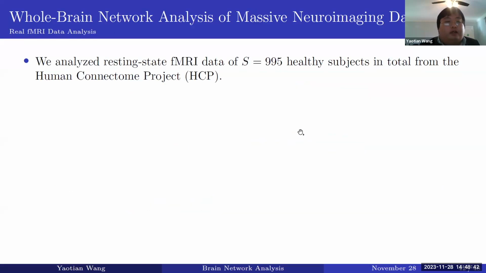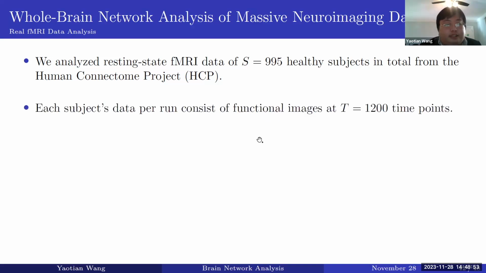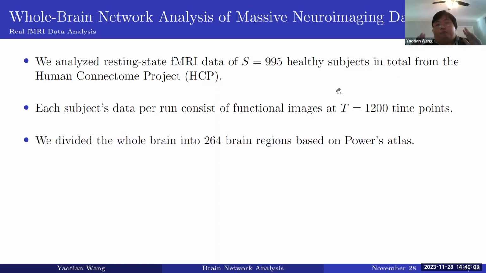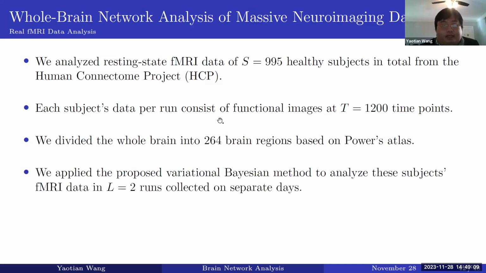Here, I will show exciting real fMRI data analysis results. We analyzed about 1,000 healthy subjects' data from the Human Connectome Project. Each subject's data consists of functional images at 1,200 time points. We divided the whole brain into 264 brain regions based on the Power atlas. And here, I want to explain more details.